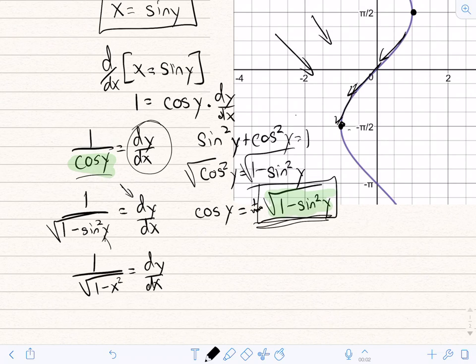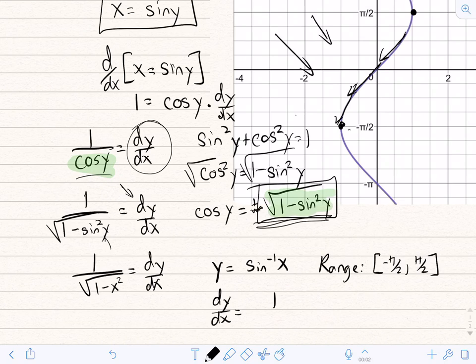So, long story short, y equals the inverse sine of x with a restriction on the range, saying that it is from negative pi over 2 to pi over 2. The derivative of this, dy dx, is equal to 1 over the square root of 1 minus x squared. And that is going to be your answer.